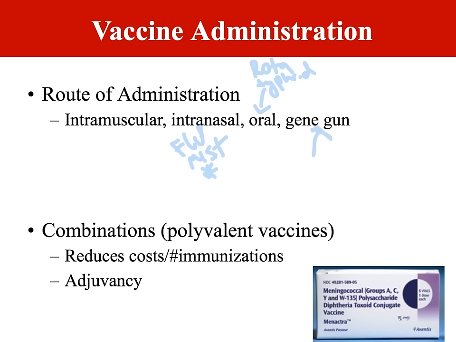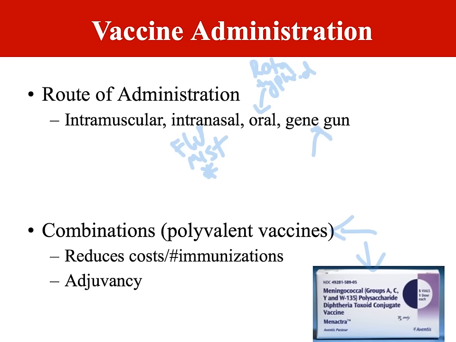One other point to bring up is that as much as we talk about individual disease vaccines, in many instances what we have available commercially are what's called polyvalent vaccines, and that means that, and so I've got a package of one right down here where we've mixed meningococcus and the diphtheria toxoid vaccine.